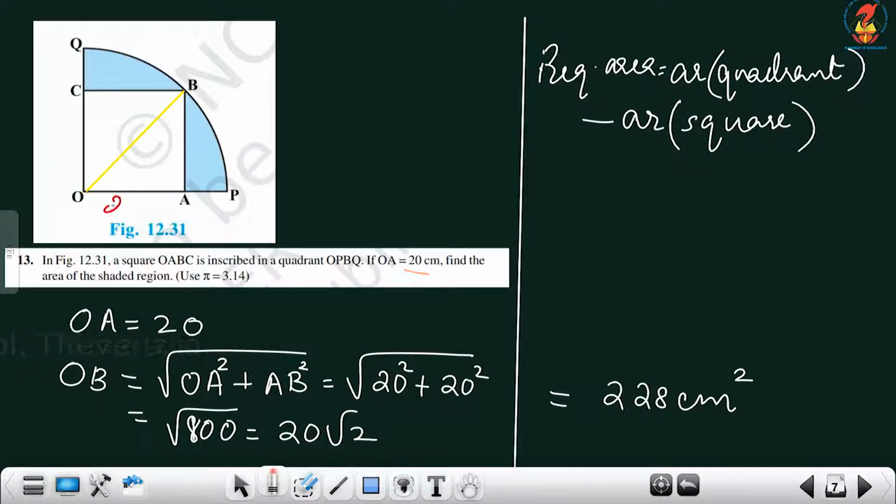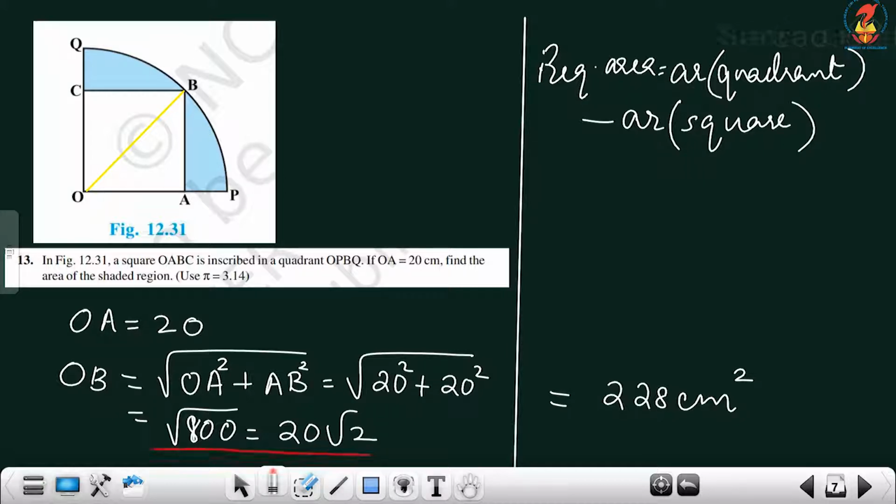What is given? OA is given as 20 centimeter. That means the side of the square is 20 centimeter. We have to find the radius of the quadrant. So, this is 20 and this is 20. This is a right triangle. So, OB square is equal to OA square plus AB square, because this is 90 degrees. So, OB is equal to root of 20 square plus 20 square, which is equal to root of 800, which is equal to 20 root 2. So, we got the radius of the quadrant as 20 root 2.